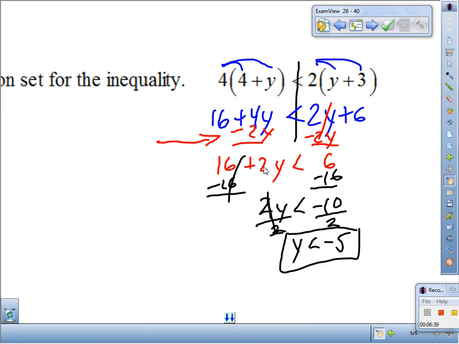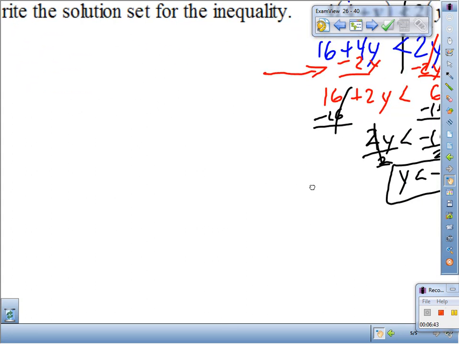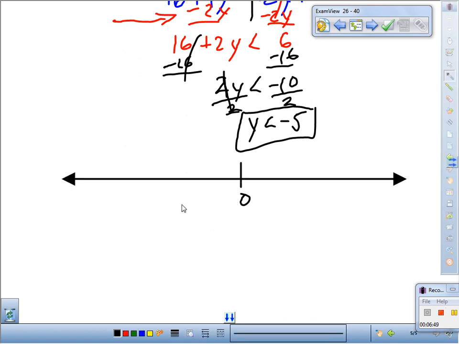Yes. So let's see. They're asking us to solve, graph, and write solution set. So let's graph this. 0, negative 5. All right, tell your neighbor, before I continue, what is the name of this point right here? That is correct. DP, the dividing point. Tell your neighbor why it's called the dividing point.